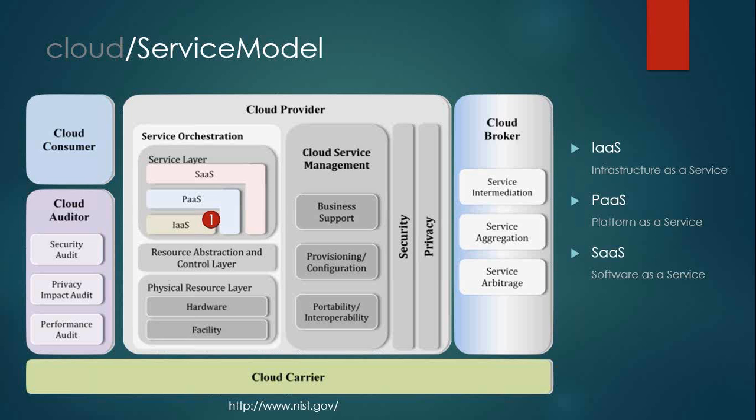Here you can see very well in the cloud provider there are only three colored components, which are the service layers. These make up the service layer and are also our service models, which are infrastructure as a service, platform as a service, and software as a service.